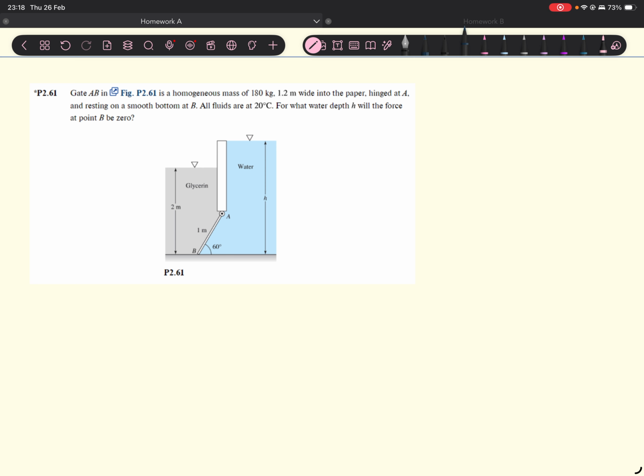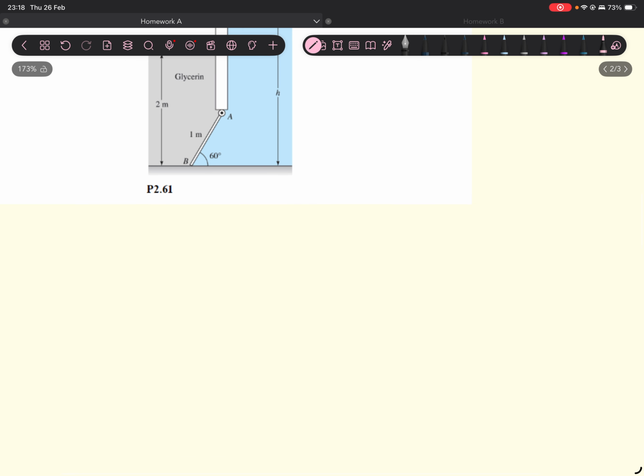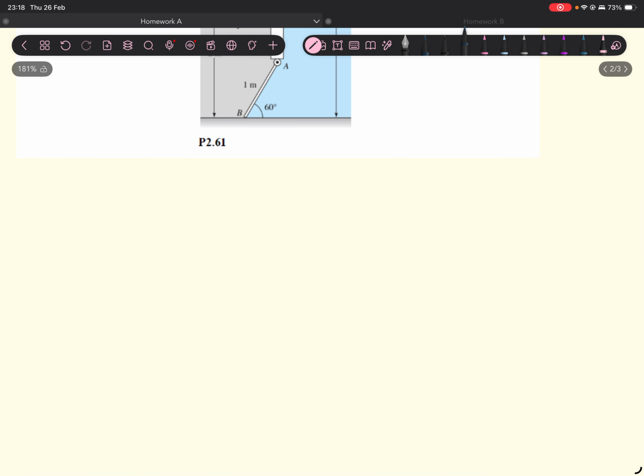So for our properties, we're going to use 20 degrees Celsius as our temperature, and then we're asked to calculate H that will cause the reaction force at point B to be 0. Okay, so the first step is to obviously draw your free body diagram of the gate.